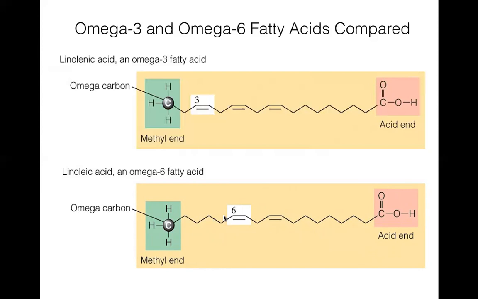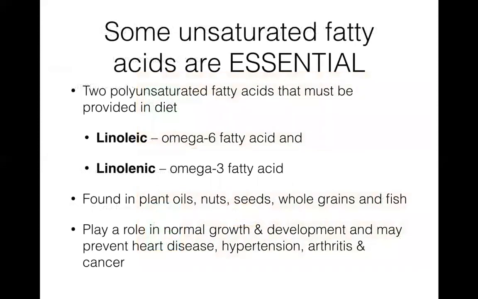Now, linolenic acid, an omega 3 fatty acid, and linoleic acid, an omega 6 fatty acid, are both essential fatty acids, like what I have said earlier. This means that these two unsaturated fatty acids should be present in our diet because our body does not produce essential fatty acids. And where can we find these fatty acids? They can be found in plants, in oils, in nuts and seeds, as well as in whole grains and fish. So we should have a serving of plant oils, nuts, seeds, whole grains, and fish, maybe 2 to 3 times a week.